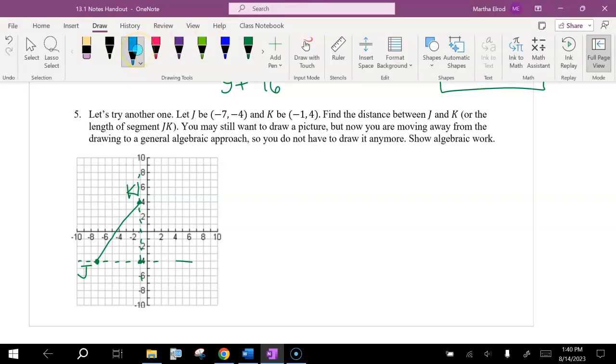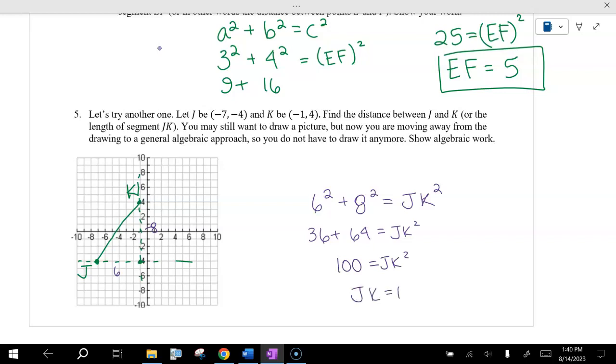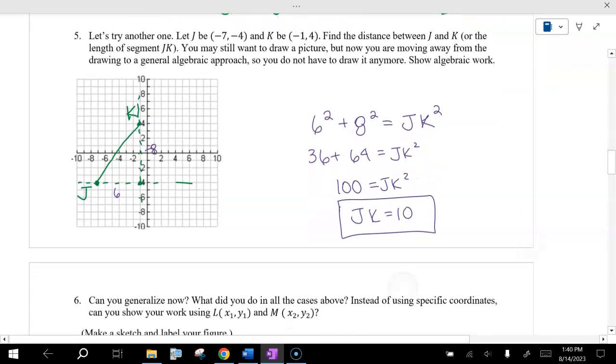So if I do that, I notice that right here, this length is... that's a really thick pen. Go back over here, this is 6, and then going up here is 8. So if I'm trying to find the length of JK, I could do 6 squared plus 8 squared, and that's going to equal my JK squared. 6 squared is 36, 8 squared is 64. So we end up finding that 100 equals JK squared, so JK is equal to 10. So now we're getting somewhere.